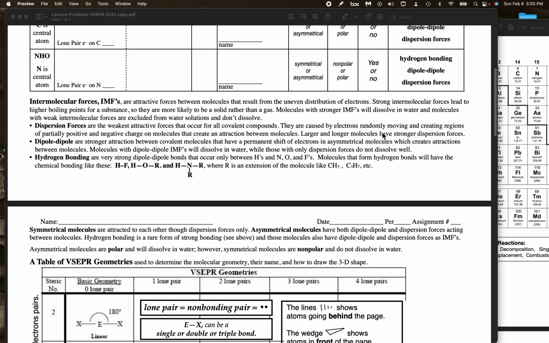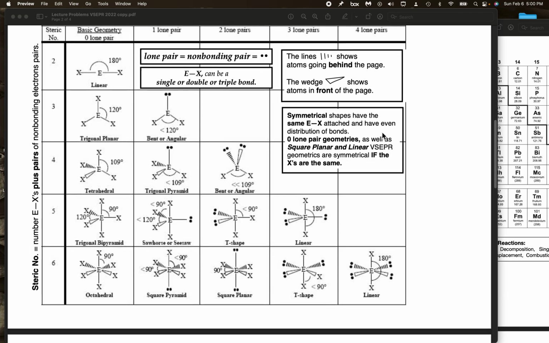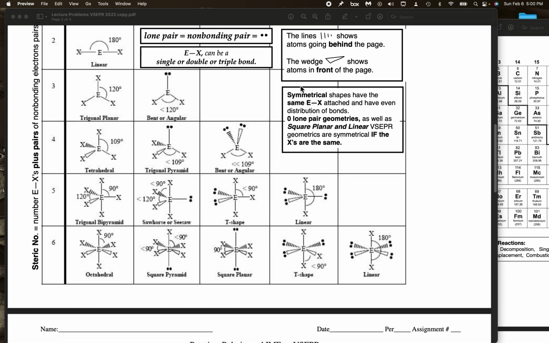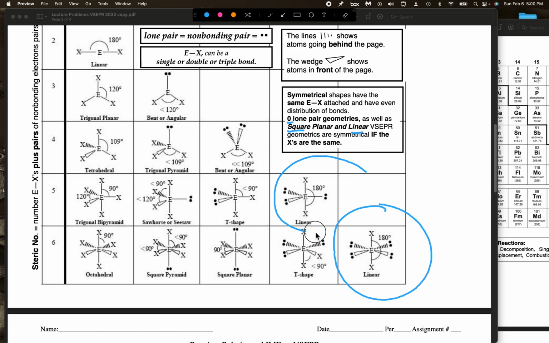All right, we have one more thing. Also in here is what is symmetrical and what's not. What's symmetrical is 0 lone pairs, square planar, and linear. These are the linear ones, and here's the square planar one. As long as all the x's are the same, these will be called symmetrical.